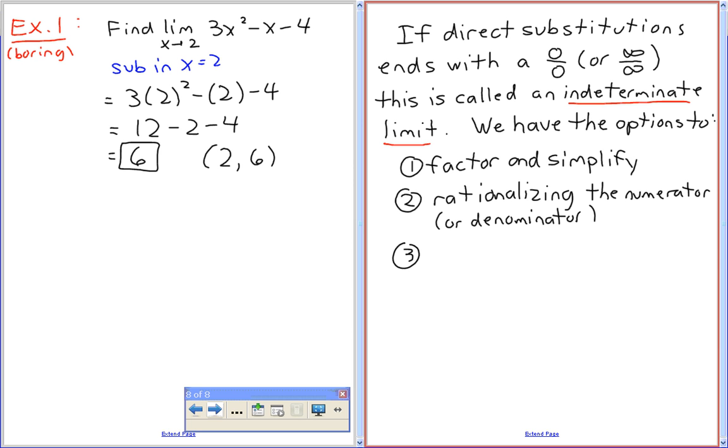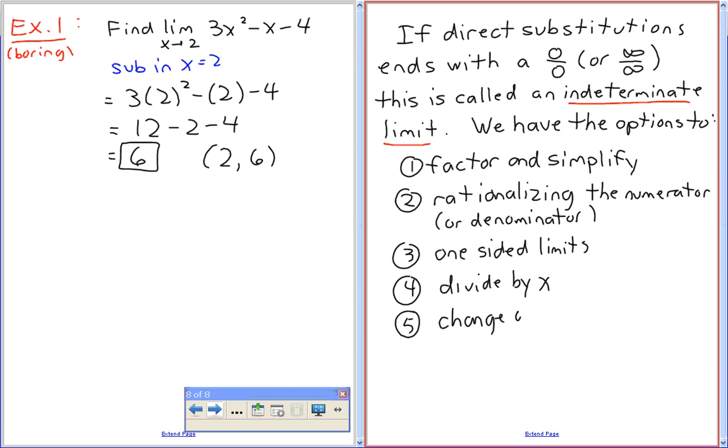Number 3 is one-sided limits. Number 4 is divide by x. And 5 is change of variable. That's it for the notes. The rest of the time is examples.